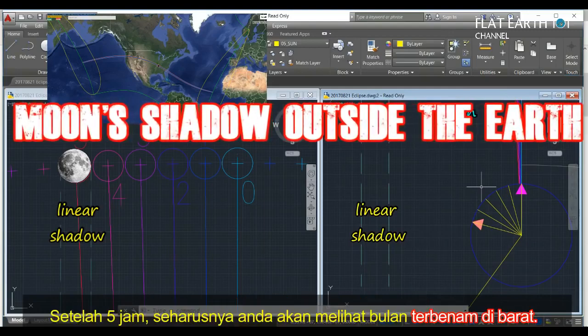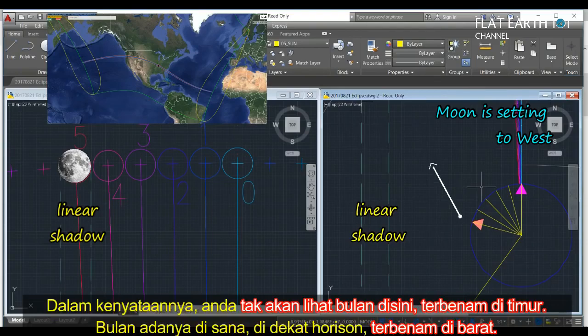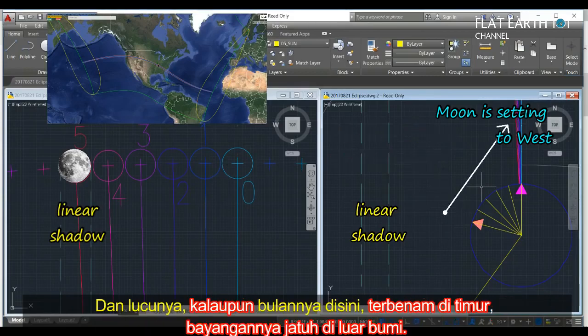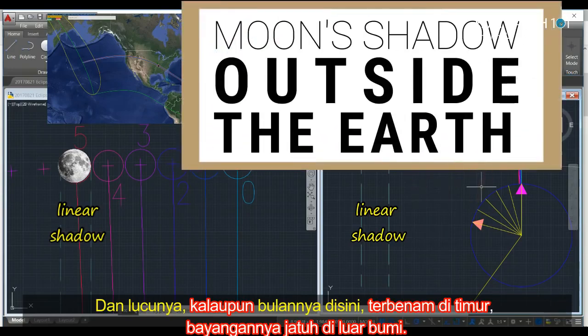After 5 hours, you will see the moon is setting to the west. In reality, you don't see the moon is over here, like it's setting to your east. The moon is over there, near the horizon, setting in the west. The funny thing is, even though the moon is over here, setting in the east, the shadow will fall outside the Earth.